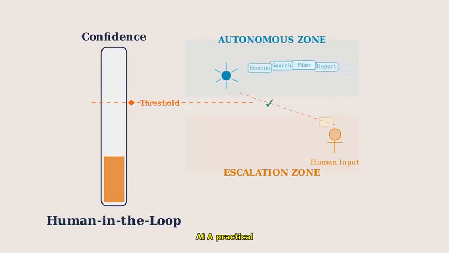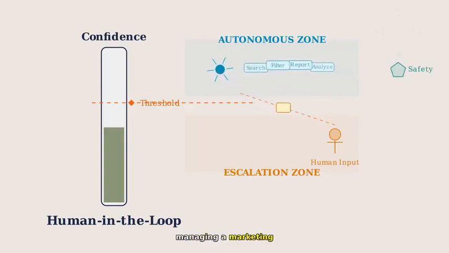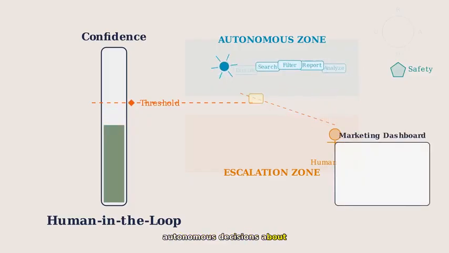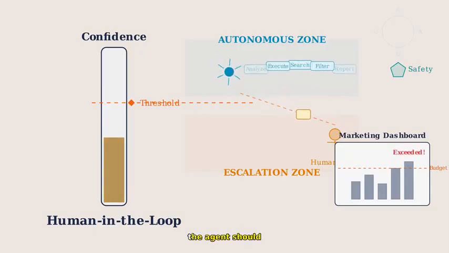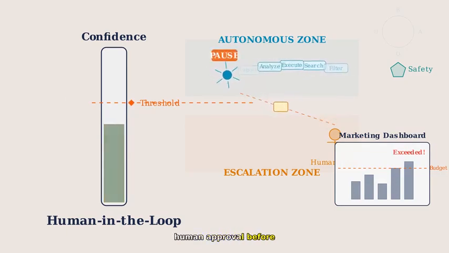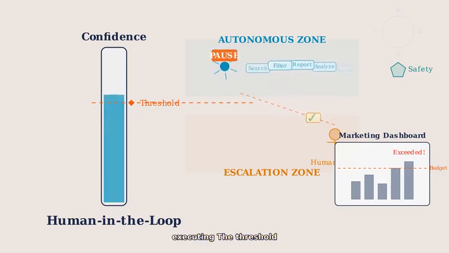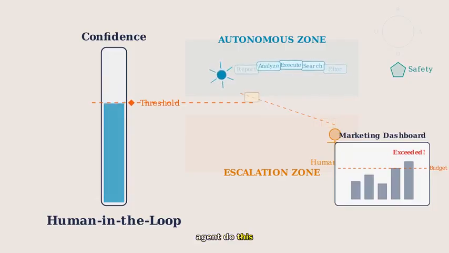A practical example: an agent managing a marketing campaign might be authorized to make autonomous decisions about ad copy adjustments and targeting changes up to a certain spend level. But if a recommended change would exceed that budget, the agent should pause and surface the recommendation for human approval before executing. The threshold isn't, can the agent do this?